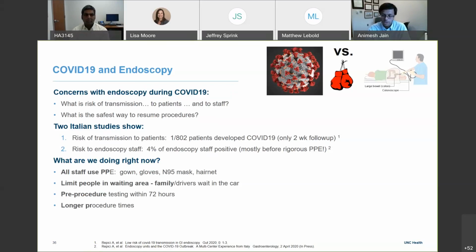And we also have decompressed the waiting rooms by having all family members wait in the car rather than in the waiting room. So the waiting room is actually very, very sparsely populated. Next slide.